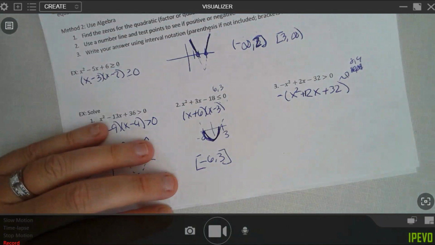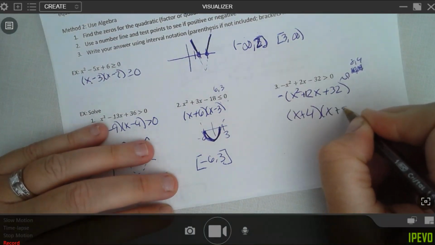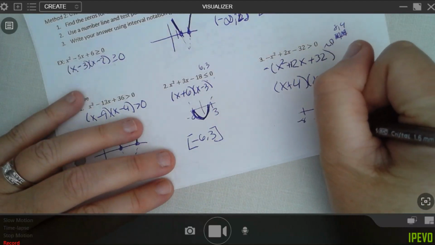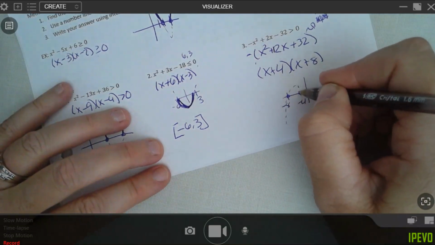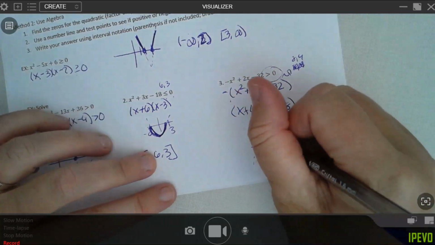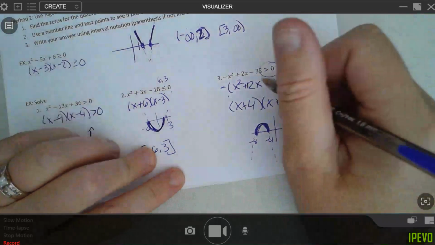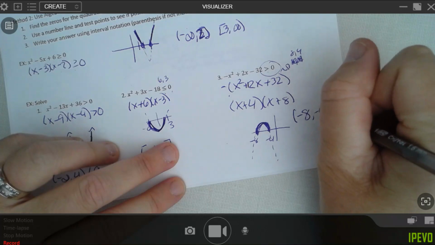All right, so we'll make it a positive 12 now, because then I would factor into x plus 4 and x plus 8. So when you plot these, you're at negative 8 and negative 4. This time there's a negative out in front though, so my parabola looks like this. I want all the ones that are bigger than 0, so this time it's still the hump. Still the hump, but it's right there. I'm going to use parentheses this time because there's not an equal to. So negative 8 to negative 4.